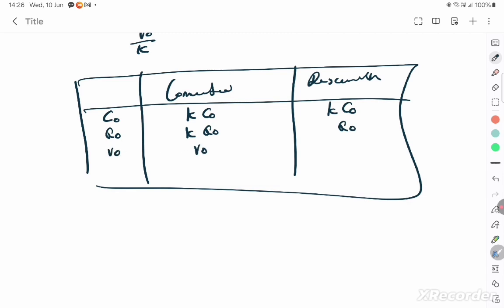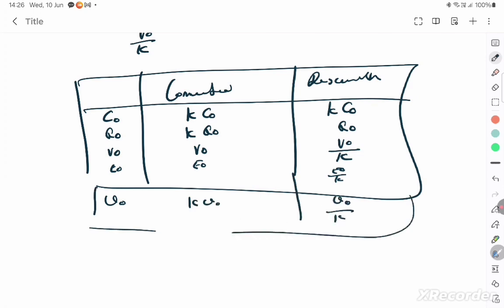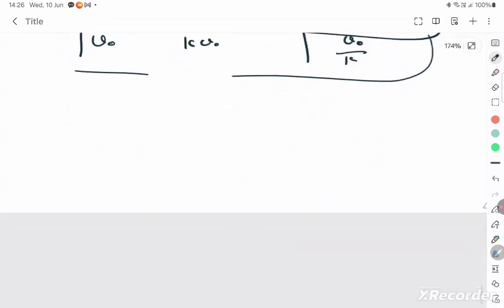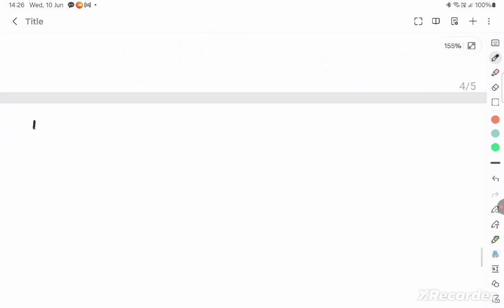Voltage for connected will remain V0, for disconnected it will be V0 by K. The electric field will be E0 for connected and E0 by K for disconnected. The potential energy is K times U0 for connected and U0 by K for disconnected. This is something you got to know, and that's the way I'm doing the previous question. So let's go to the next question, which is the 10th sum.